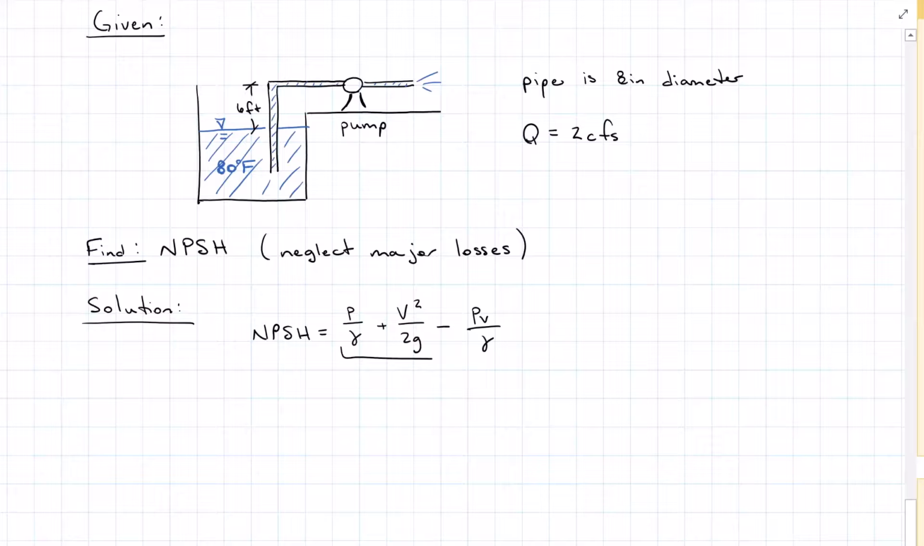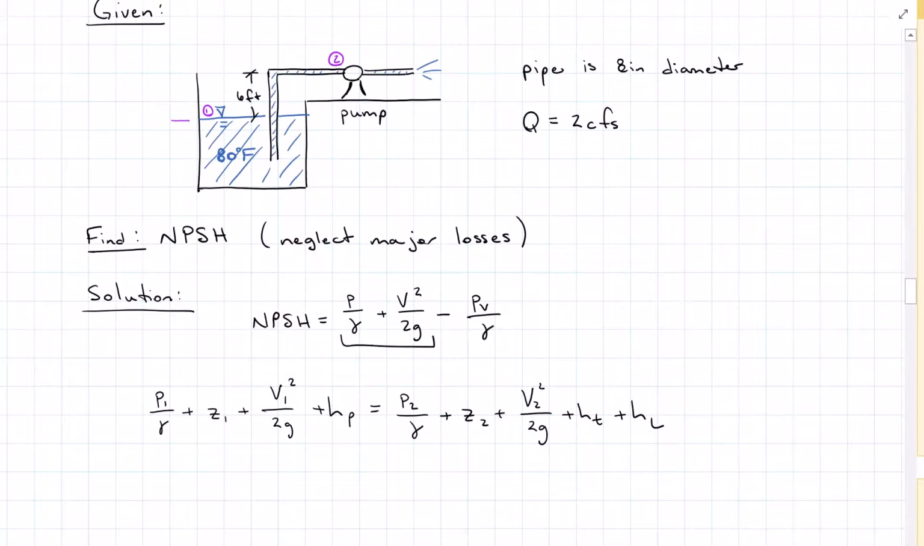So to get the critical suction head, I need the energy equation. And I'm going to take it from the surface of the reservoir to just before the pump, setting up the water elevation as our datum. I'm going to have 0 elevation here and an elevation of 6 feet here. This is just before the pump, so there's no pump head here, no turbines.